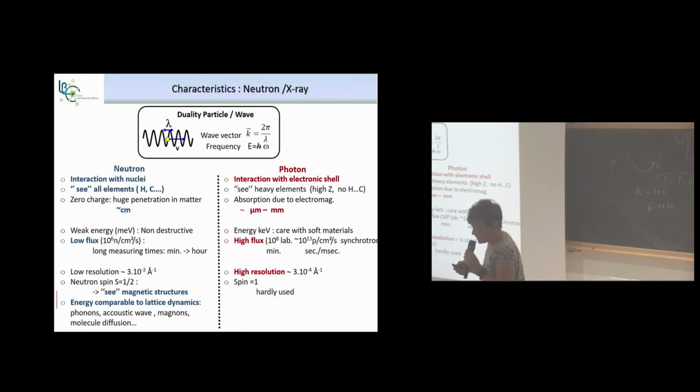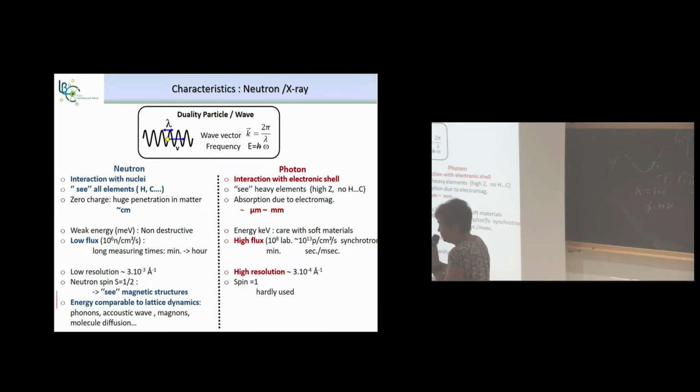Neutrons and X-ray have the same characteristic. Sometimes we use them as a wave, and sometimes we use them as particles. I will not be able to explain this duality, but we use them. There are some differences. Neutrons interact with nuclei, whereas X-ray interact with the electronic shell, with the electrons. So these are the main differences between neutron interaction with materials and X-ray.